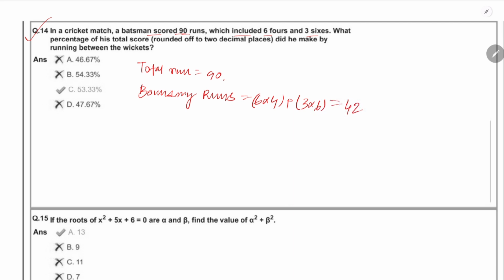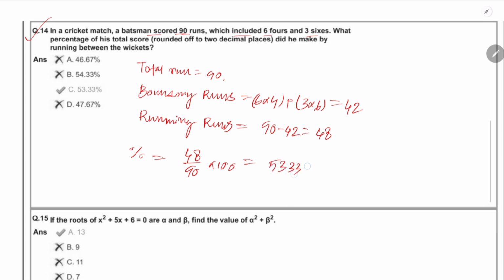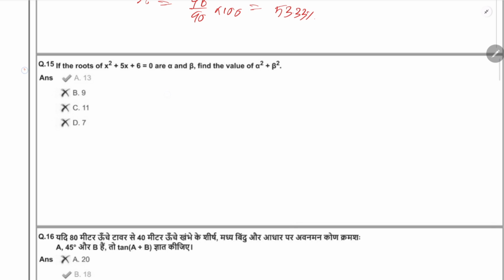Then running runs is equal to 90 minus 42. This is equal to 48. So the percentage is equal to 48 by 90 into 100. This value is 53.33%. Option C is correct.